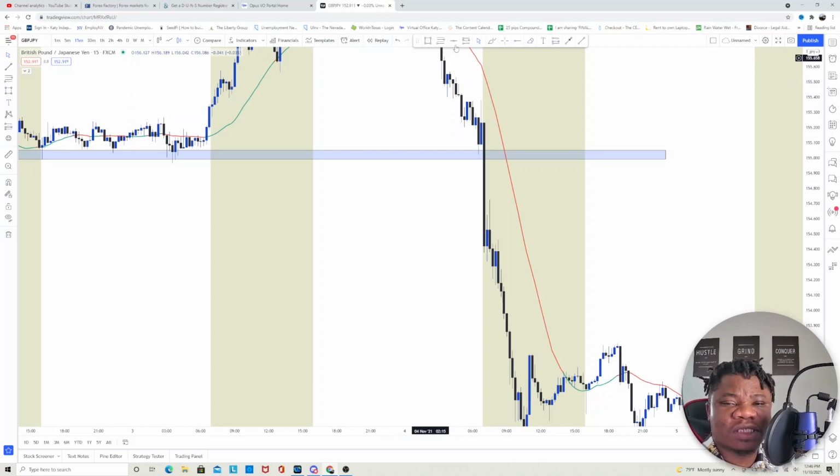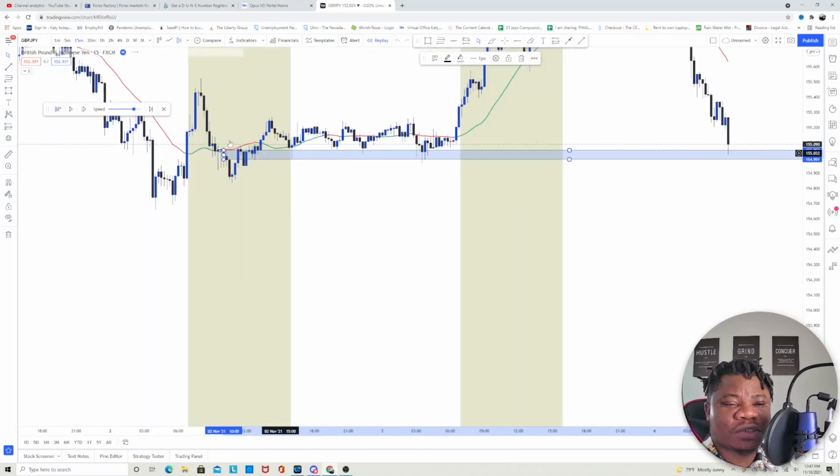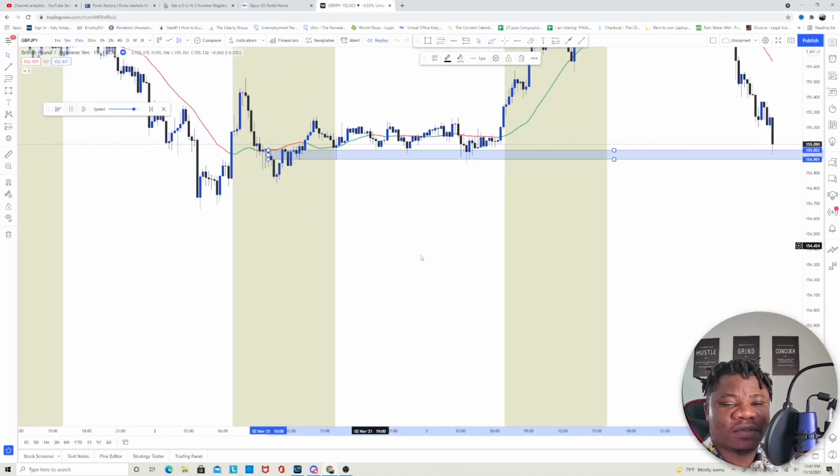So what we're going to do now is wait for our simple moving average. We need to make sure it's red, and we need price to close below our previous low, meaning to close below our previous support zone. Now let's put this in replay mode as well, and I'm going to show you guys where our entry will be for this position. So let's see here.